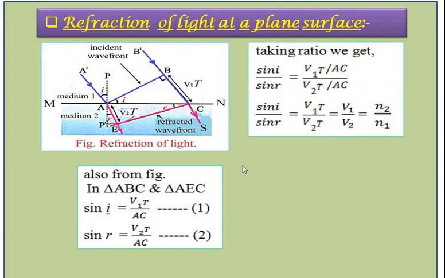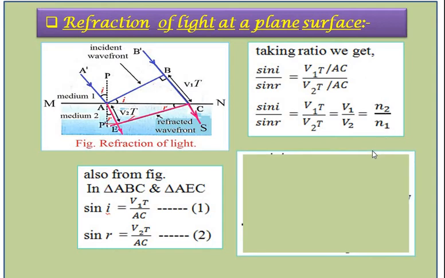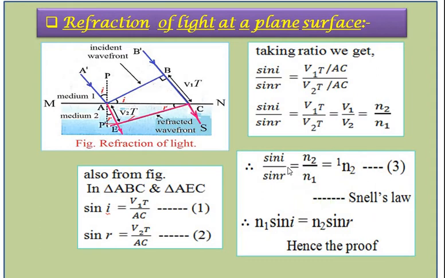Taking the ratio of these two equations, we get sin I divided by sin R is equal to V1T divided by AC, whole divided by V2T upon AC. Here AC gets cancelled and we get sin I upon sin R is equal to V1T upon V2T. Also T gets cancelled, we get V1 upon V2 is equal to N2 divided by N1. Therefore, sin I divided by sin R is equal to N2 upon N1, which is equal to N21, that is the refractive index of the second medium with respect to first.